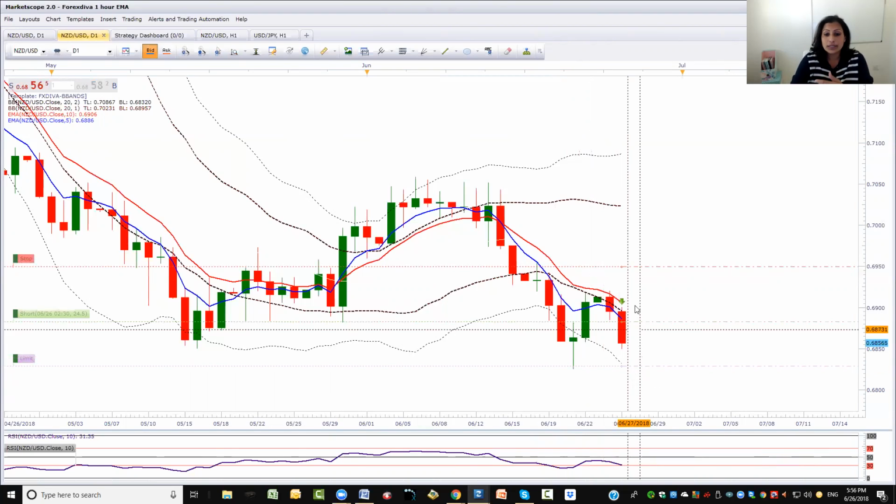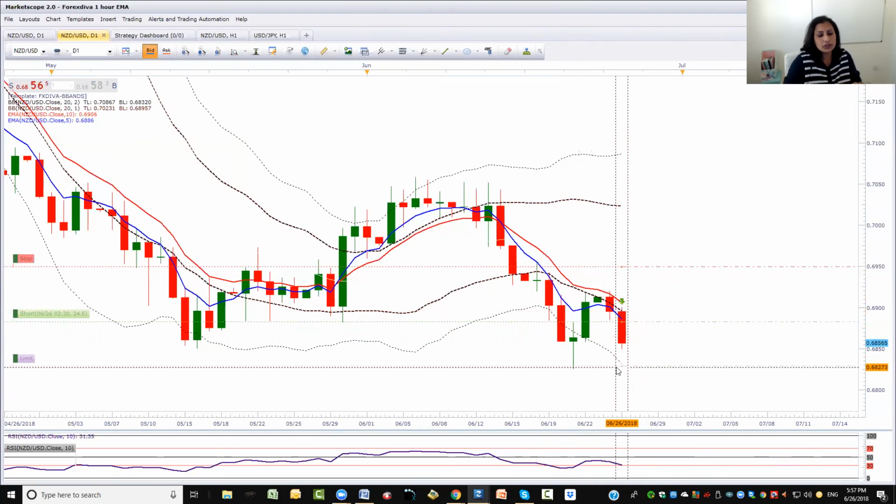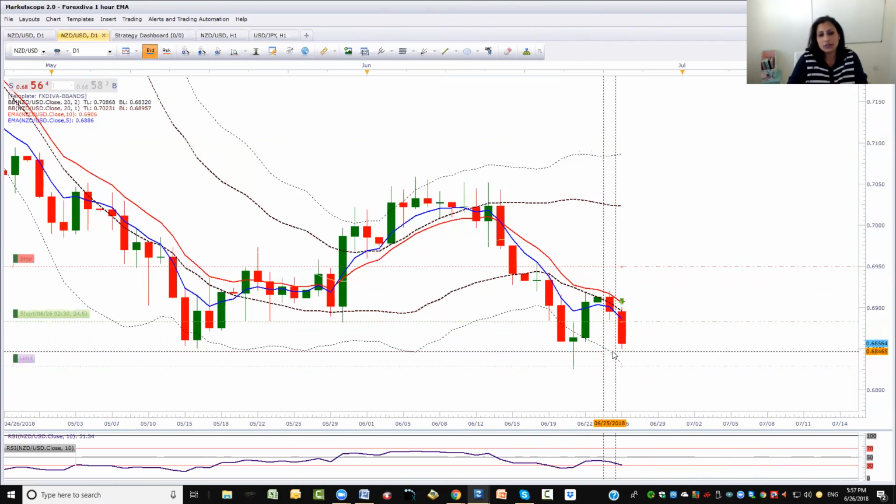Yeah, so let's see how that goes. I'll leave that trade today. I'll not touch it. Leave it for the day, and let's see how that figures out. Just wanted to share with you this trade.